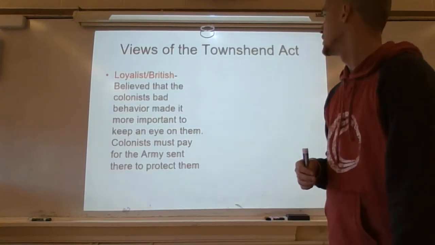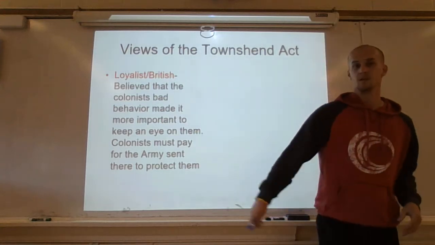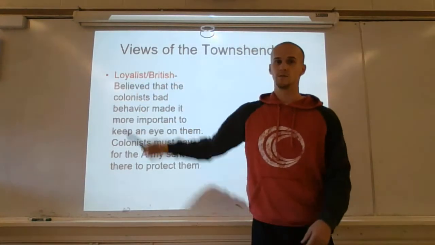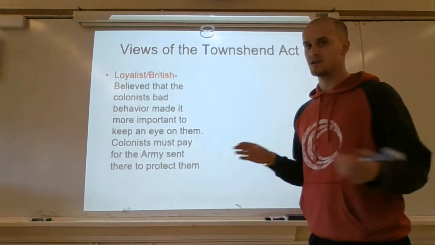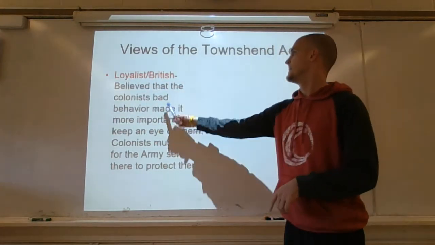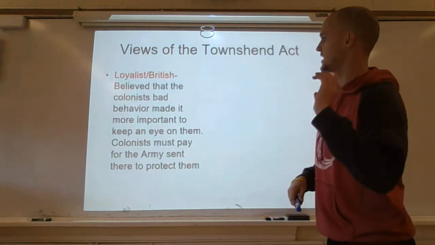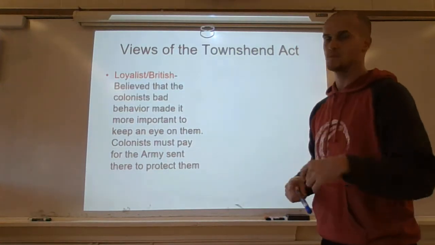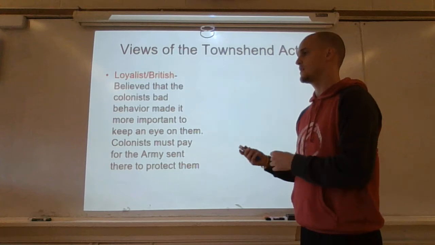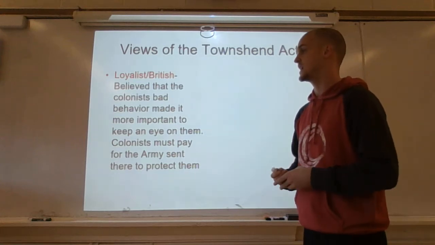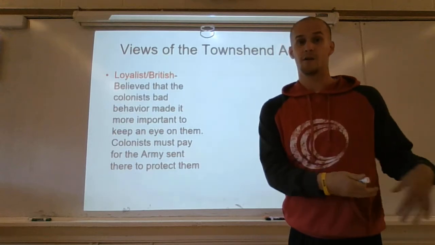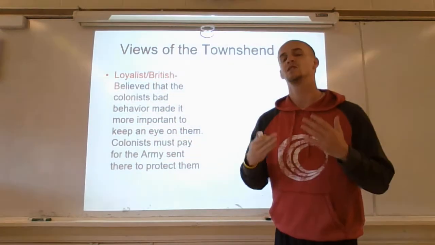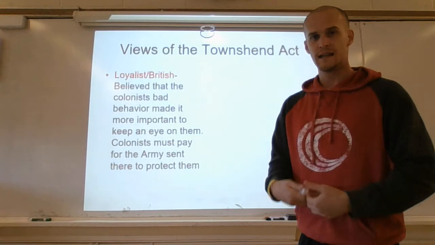Now, there's two views of the Townshend Acts. The British and the Loyalists, we talked about the Loyalists versus the Patriots view. The view of the Townshend Act is no different. There's two different views on it. The British and the Loyalists believed it was because of the colonists' bad behavior. Because the colonists could not follow the rules and stay in line, somebody had to be there to keep an eye on them. We had to send somebody to the colonies because you couldn't follow the laws that we put in place.